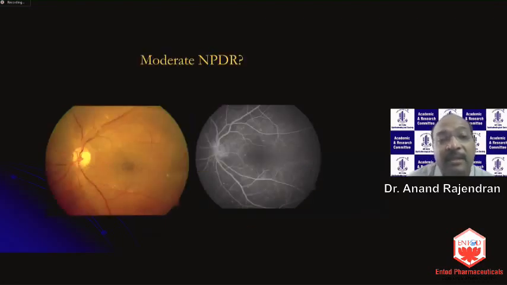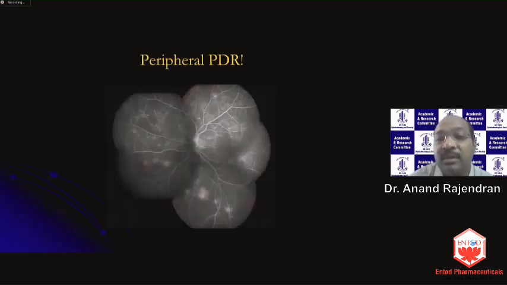Another case, again, to the untrained eye or casual observer, might be moderate NPDR, and you see the fluorescein, just the posterior pole looks all good. But when you look at the periphery, you find that this is indeed a case of peripheral PDR. So therefore there is importance in looking at the peripheral pictures and getting good peripheral images too on the fluorescein angiogram.